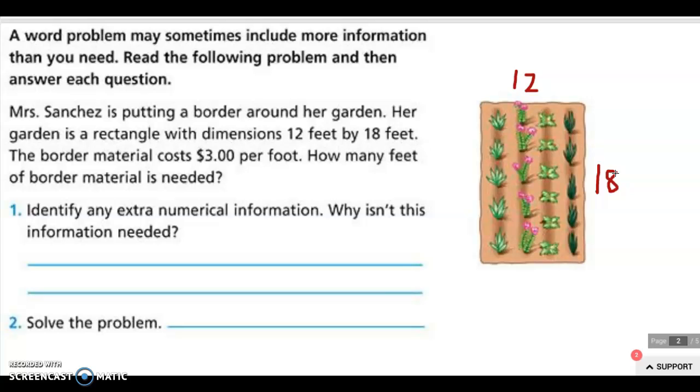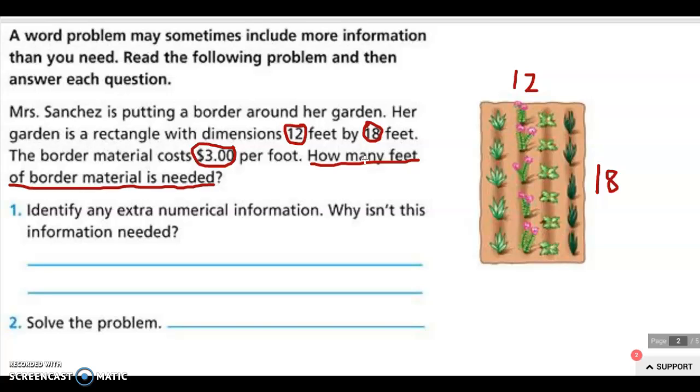Okay, so I'm going to do cubes with this. So I'm going to go ahead and circle the numbers. And from there we can determine what we actually need to know for the problem. And I'll underline the question, so that will help us. How many feet of border material is needed? Okay, so it's asking how many feet.